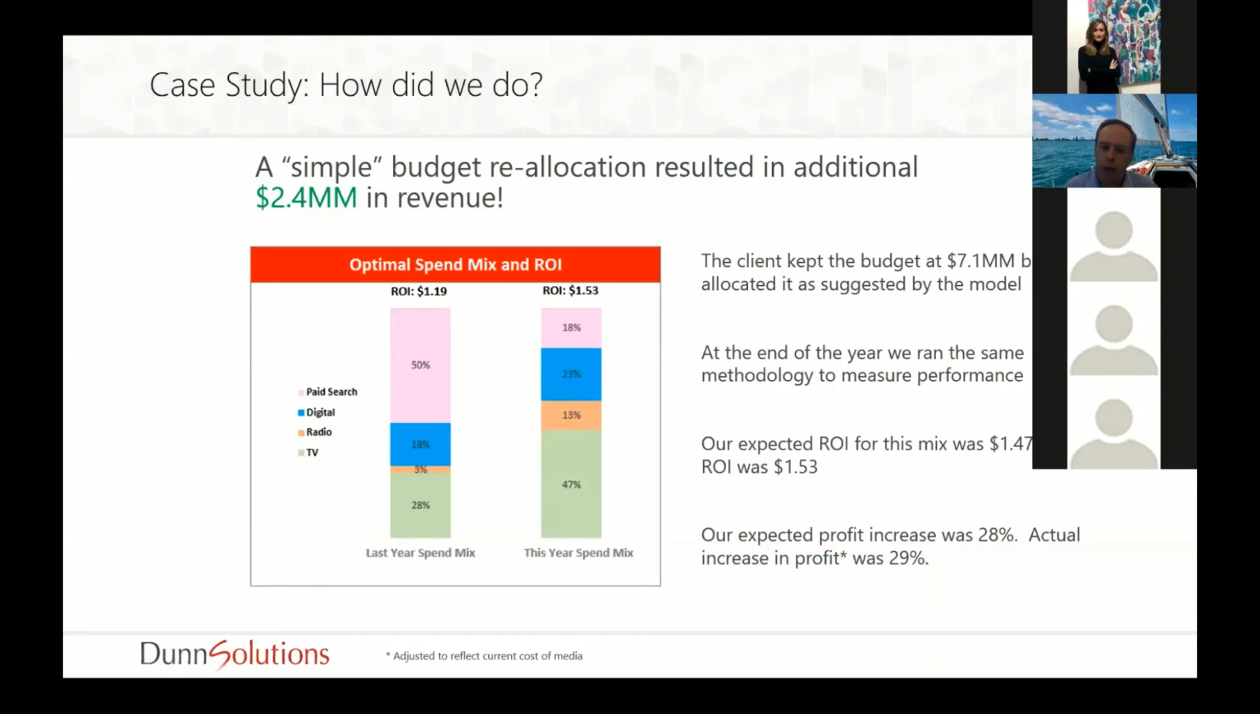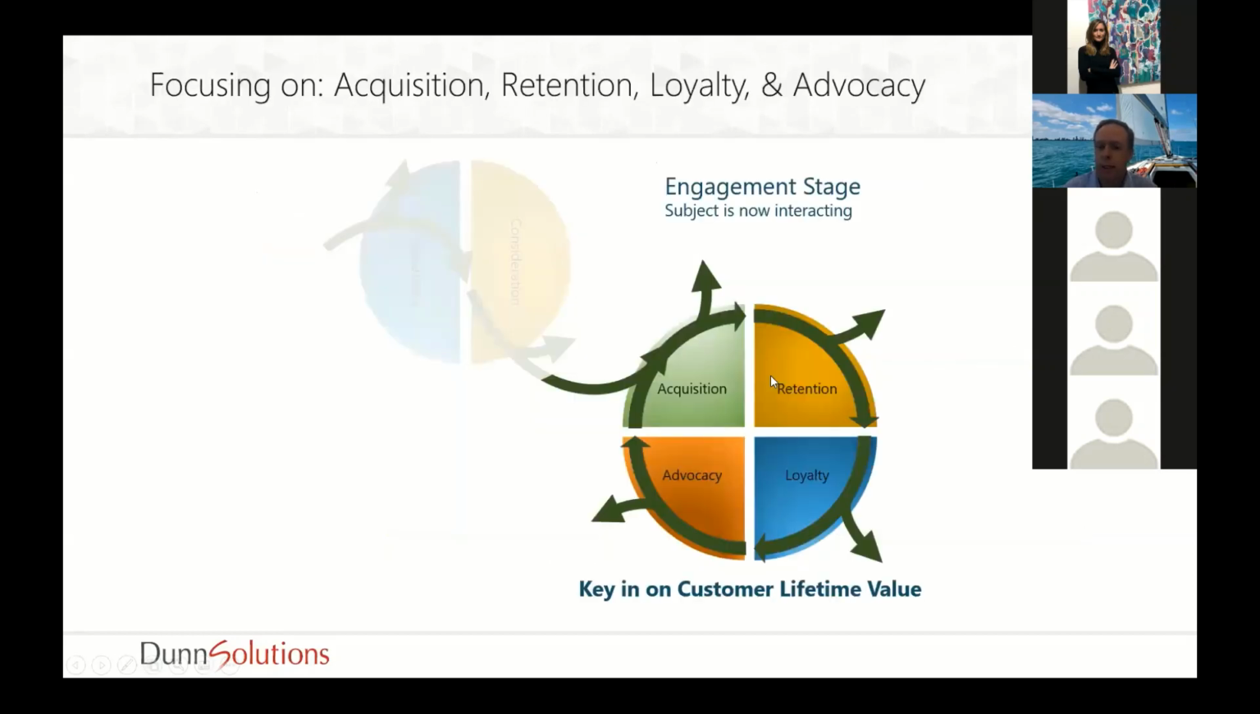And just by doing that reallocation, we're able to increase about $2.4 million in revenue. And then the profit also increased as well. So the model was very close. We were predicting a $1.47 ROI for this mix, and the actual ROI was $1.53. So it's really close. And we were expecting an increase in profit of 28%. It actually turned out to be 29%. So this is a really good example of how you were able to just make some tweaks and really get a better result set.